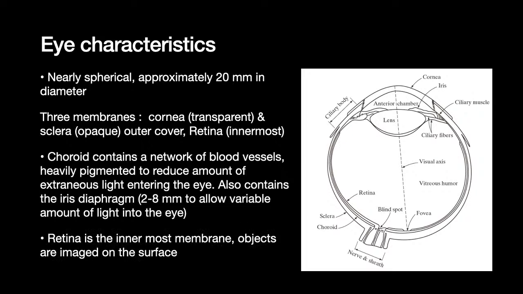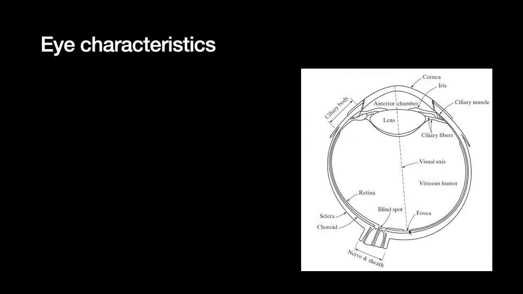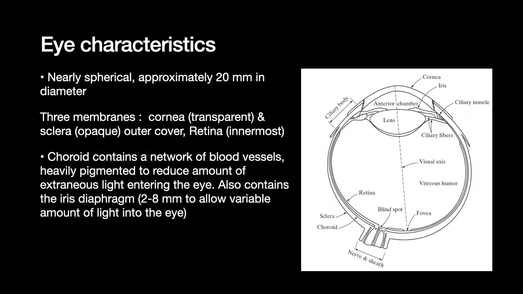Okay, let's go ahead. Retina is the innermost membrane. Objects are imaged on its surface. This is the variation of the number of light receptors on the retinal surface as a function of angle from the fovea. So let's go to the previous diagram. This I take as 0 degree and then I increase my angle on both sides up to say 80 on this side and say 80 on this side. And this is the region in which the larger number of photoreceptors are there.